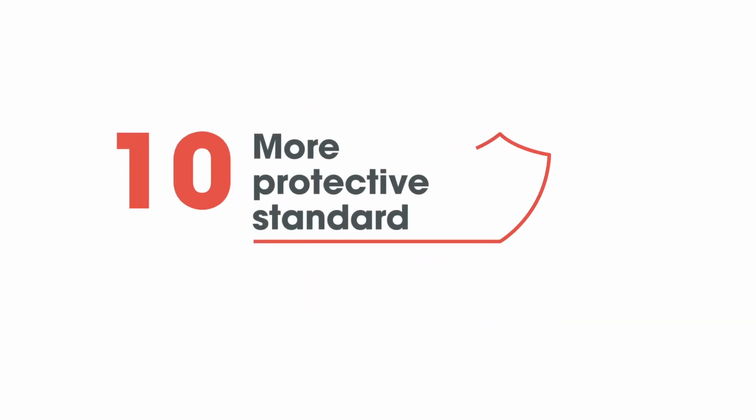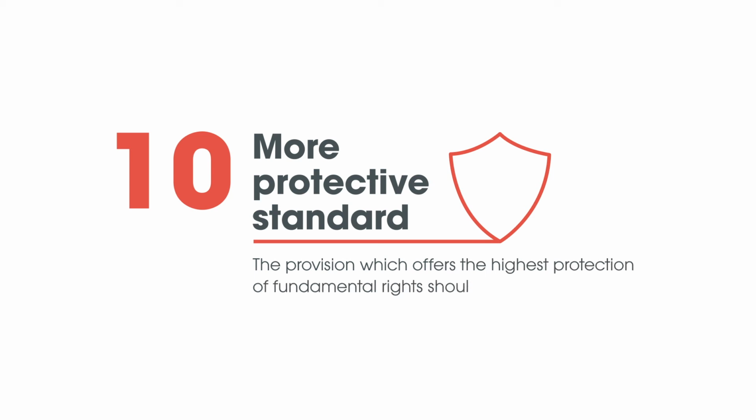This means that if there's a conflict between the provisions of the Guidelines on Freedom of Association and Assembly and other international or regional human rights instruments, the provision which offers the highest protection of fundamental rights should take precedence.